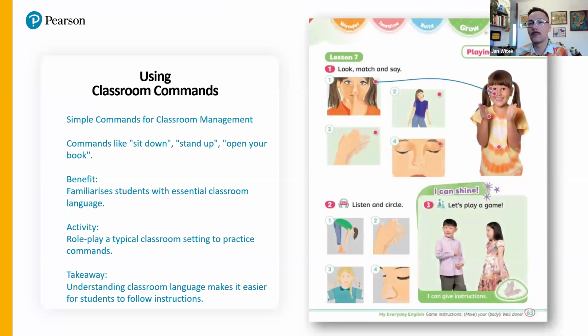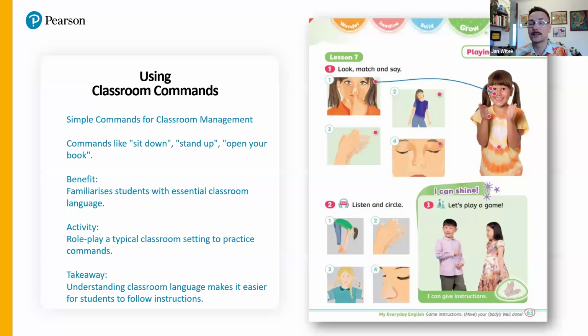Moreover, you can use simple commands such as sit down, stand up, open your book on a daily basis to help students become familiar with essential classroom language. Look how many times we repeat these expressions, so let them be in English. Try role-playing a typical classroom setting to practice these commands. This also ensures students understand the instructions given during class. It also helps them become familiar with basic language structures. Incorporating classroom commands helps establish routine and discipline smoothly.